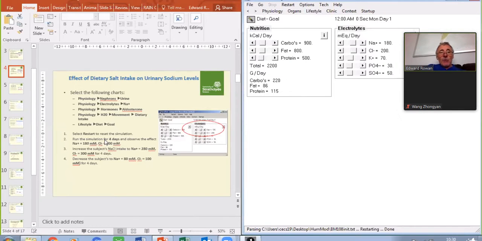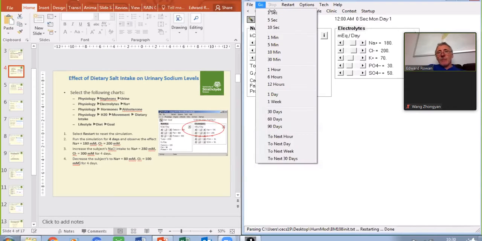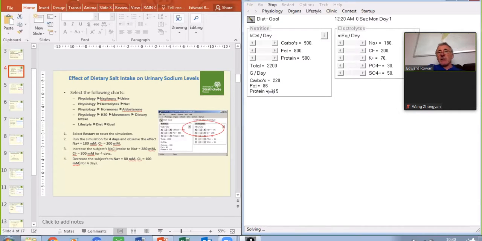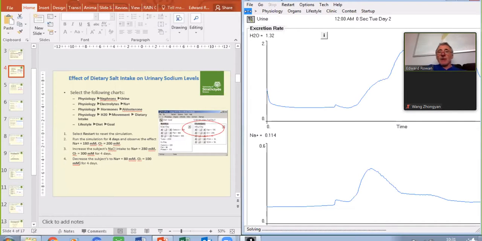So now I'm going to run the simulation for 4 days, and then observe the effect of 180 and this normal sodium. So physiology. Go day 1. I do 4 days or 3 days, it doesn't actually matter. I'll just do 3 days. Let me find my graph that you can look at, otherwise it's a bit dull. So that's aldosterone, sodium concentration. Yeah, let's look at water excretion, just so we have something to look at.